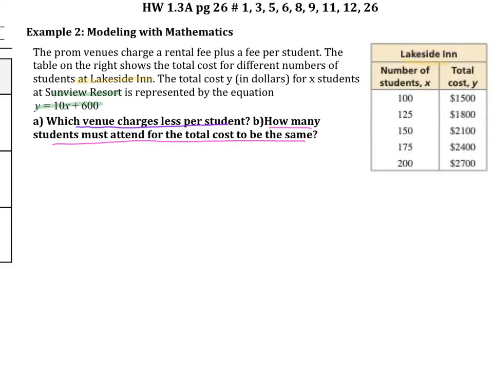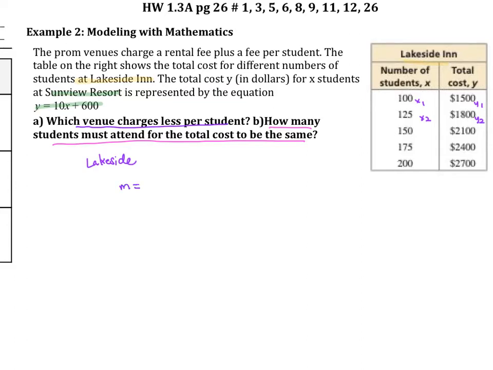So we need to start with the table. For Lakeside Inn, we have a table, and we need to write an equation. So we can use the slope formula. I'm going to name these x1, y1, x2, y2. The y's are here on the right and the x's are on the left, and these are just our points. So we can find the slope using the slope formula.